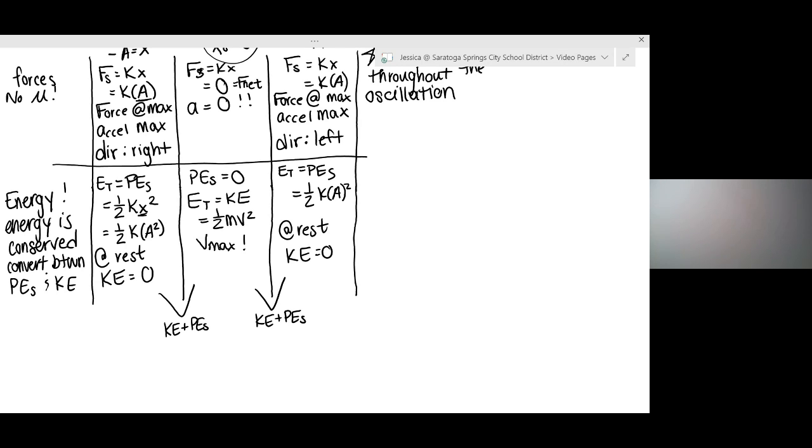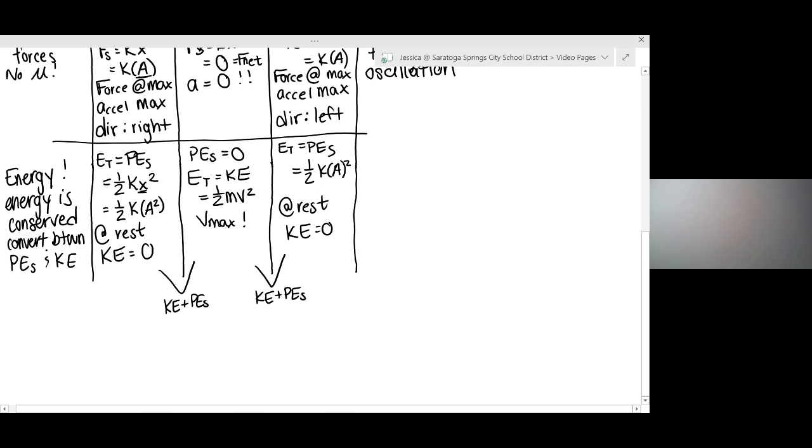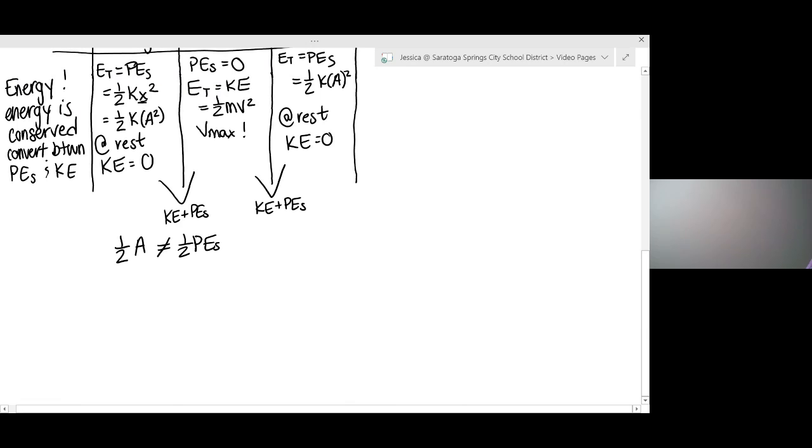One thing to keep in mind, though, is that at the half amplitude part, that half amplitude does not mean that you have half the potential energy in the spring, okay? The reason being is because the spring potential energy is proportional to A squared, which means if we are at half the amplitude, then we are actually at 1/4 of the total spring potential energy. And the other amount of energy is 3/4 kinetic energy.